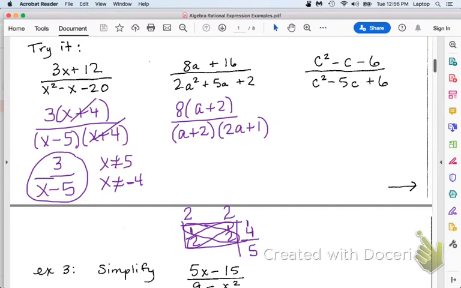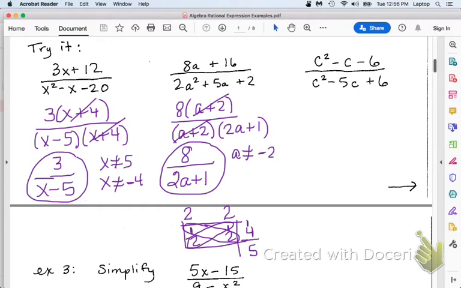So here's my common factor, and I will cancel it. So I have 8 over the 2a plus 1, okay, and excluded, I cannot have a equal to a negative 2.